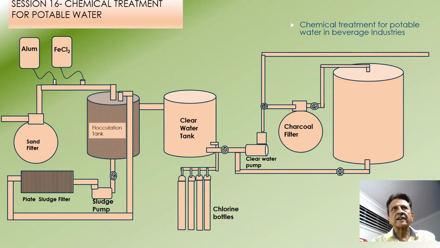This slide represents another form of treatment, also for small-scale commercial applications. The water that comes from raw water goes through the sand filter, and as it goes into the flocculation tank, alum and ferric chloride is added. Flocculation takes place in the flocculation tank, is settled, and the sludge, the sediments are taken through the sludge pump back to the sludge filter, and the water is recirculated into the tank.